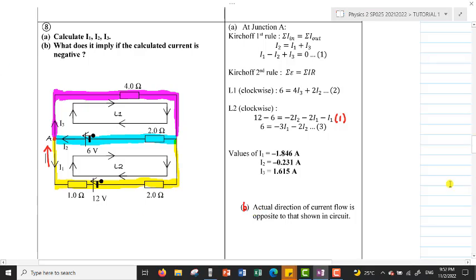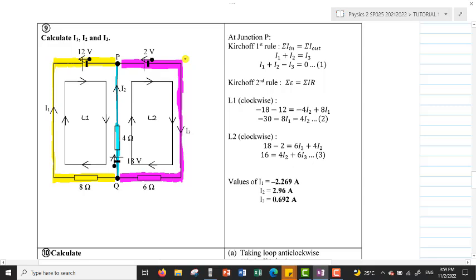Alright, then we solve question 8. So boys and girls, let's check the answer for question 9. We still need to calculate current I1, I2 and I3. We are going to draw the direction of EMF for each of the batteries in the circuit network, and then we choose the direction in which we travel loop 1 and also loop 2. We travel loop 1 in clockwise direction and also loop 2 in clockwise direction.